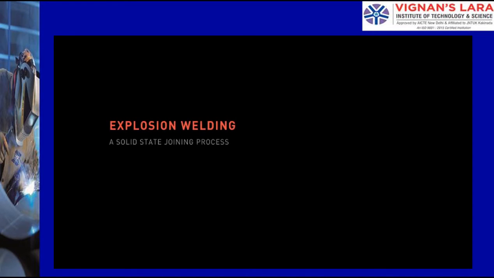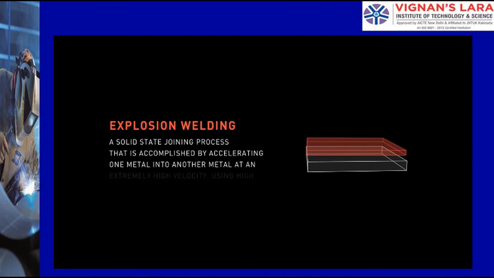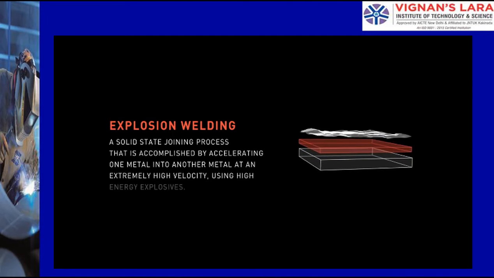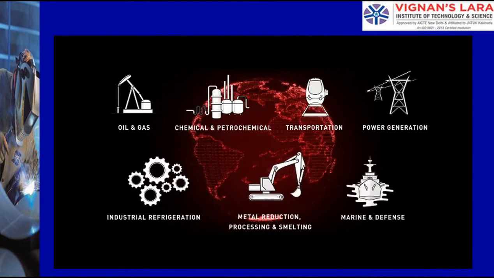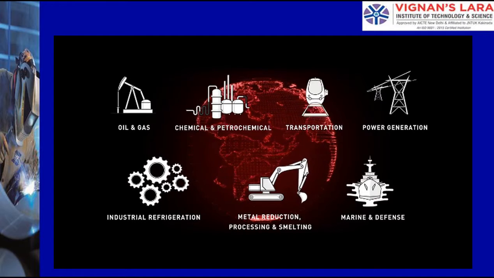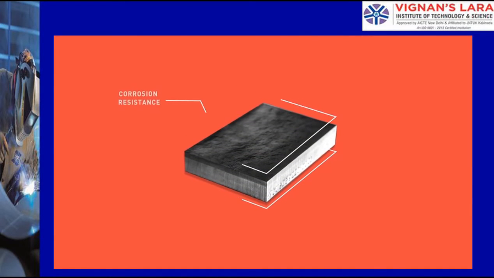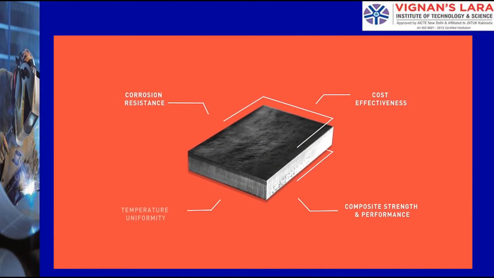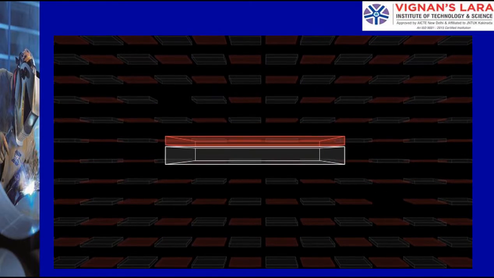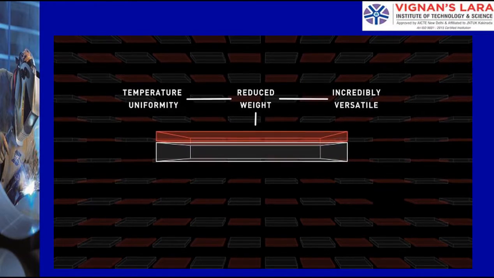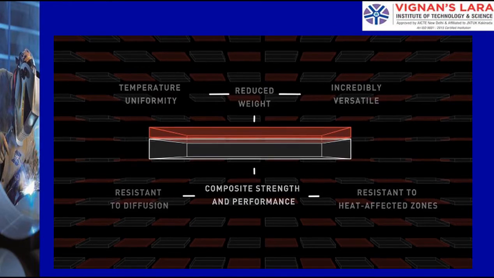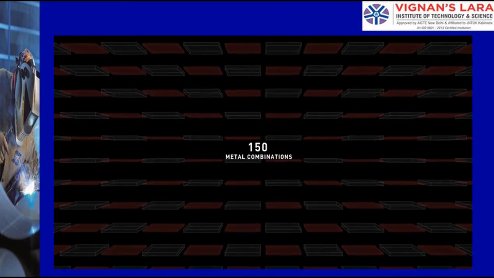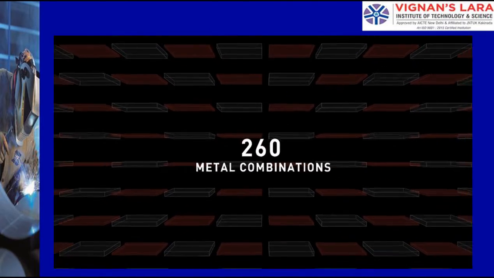Explosion welding is a solid-state joining process that's accomplished by accelerating one metal into another metal at an extremely high velocity using high-energy explosives. Metal is a key component in high-stakes industrial infrastructure projects around the world. For these types of applications, the metal must meet a very specific criteria. Explosion welding offers an economic way to leverage the dual benefits of both metals while retaining their mechanical, electrical, and corrosion properties. Explosion welding allows for over 260 metal combinations, including these metal types.